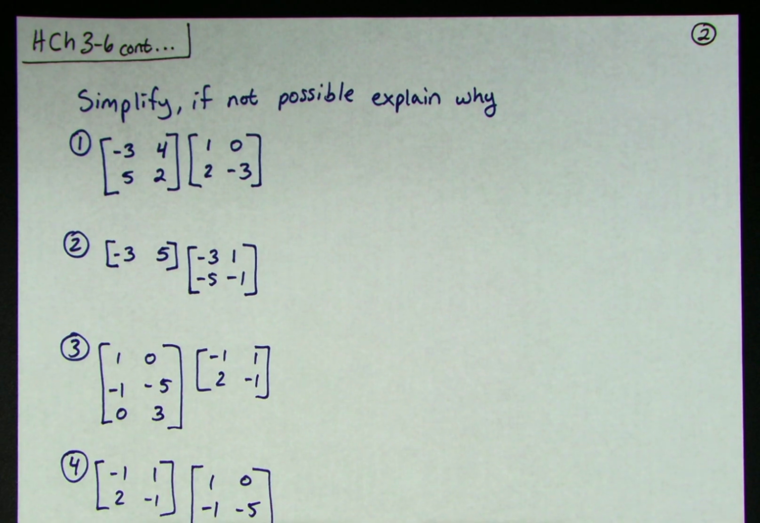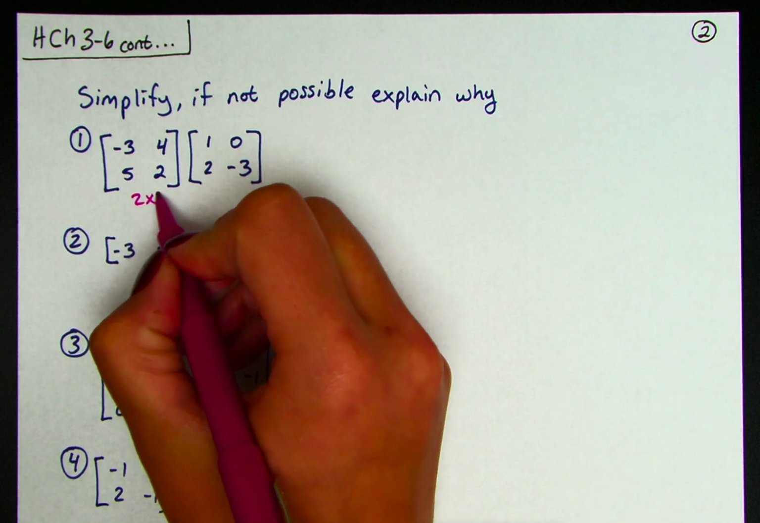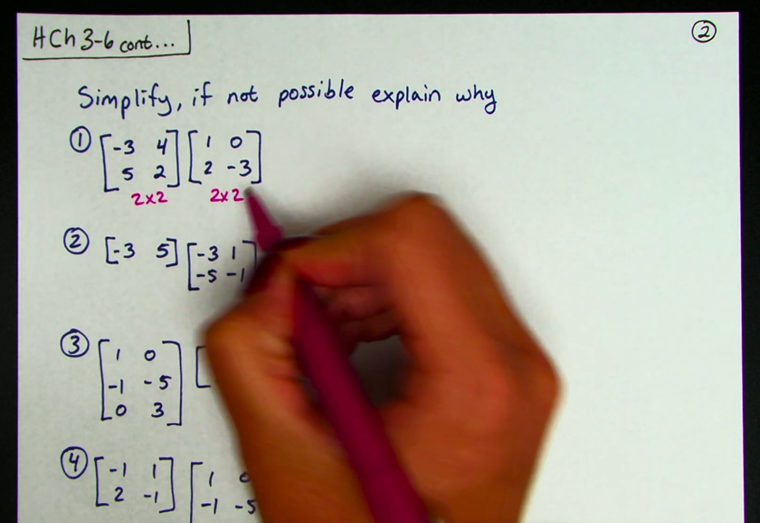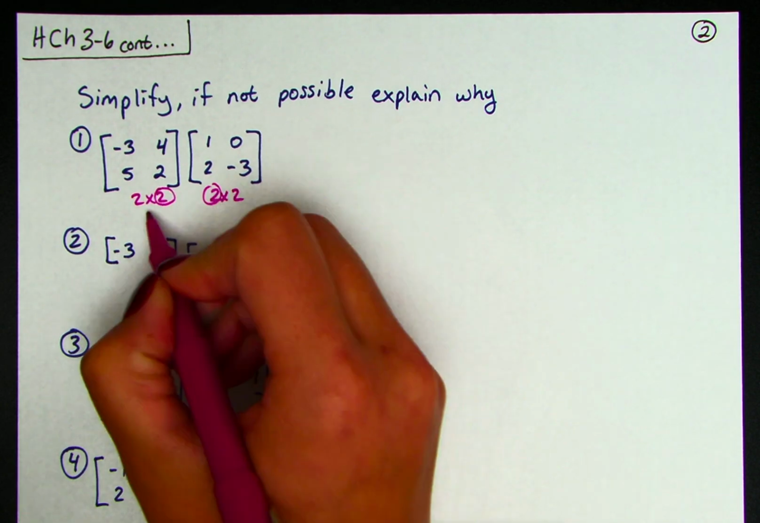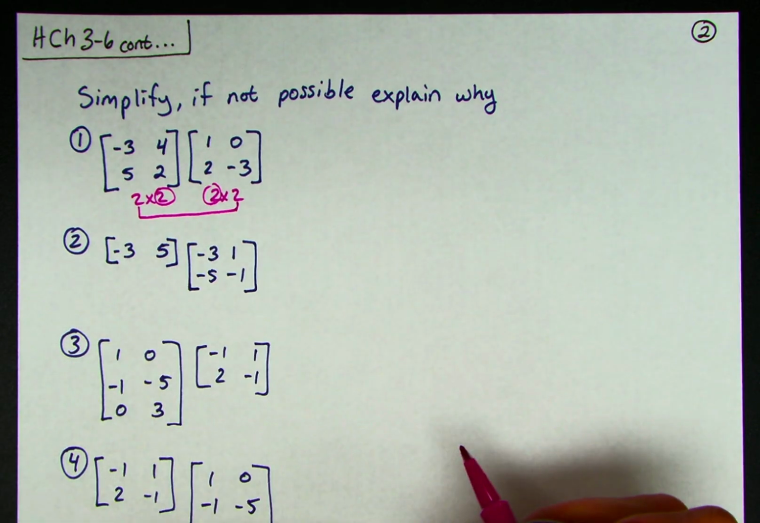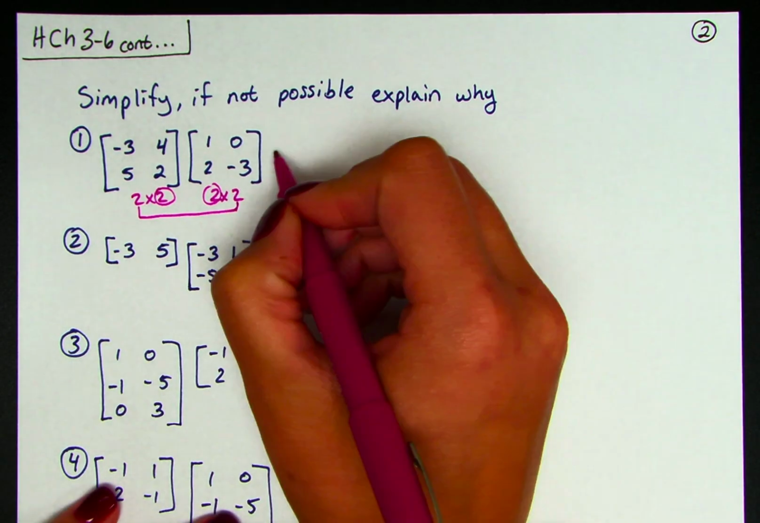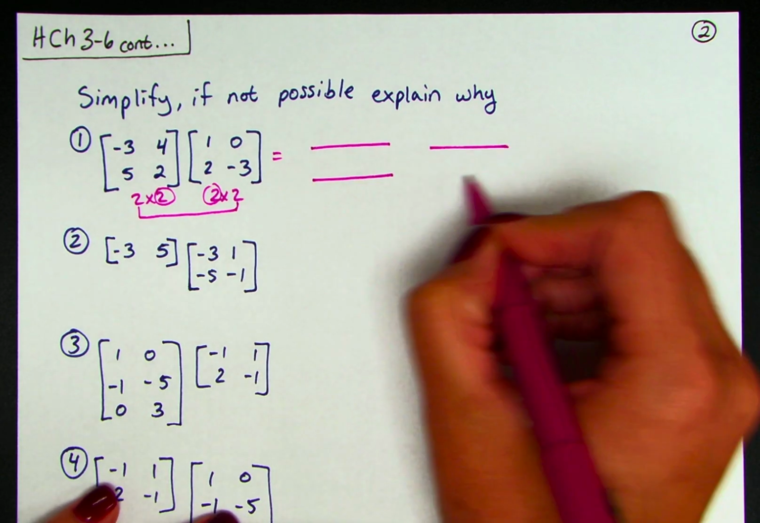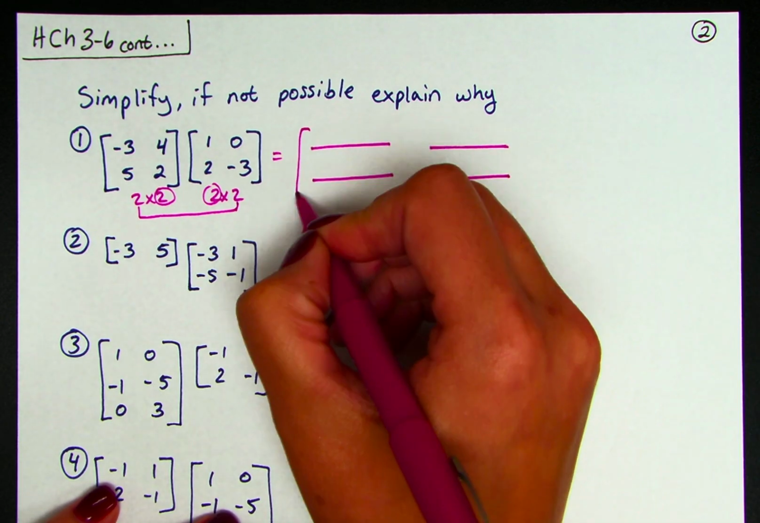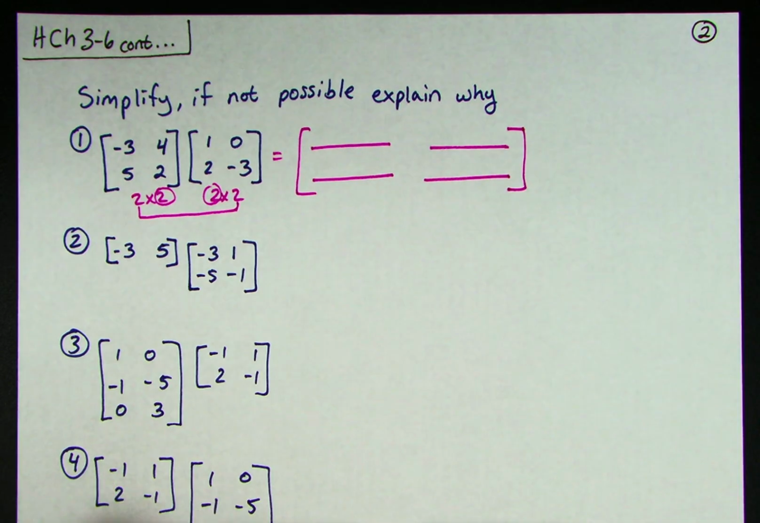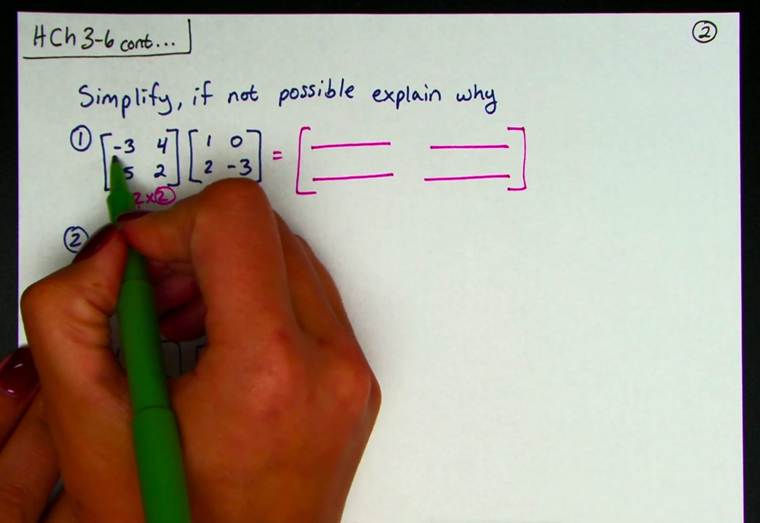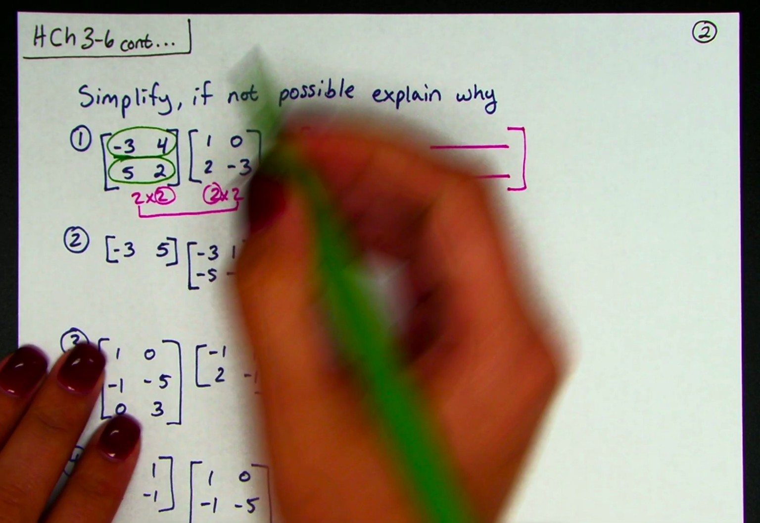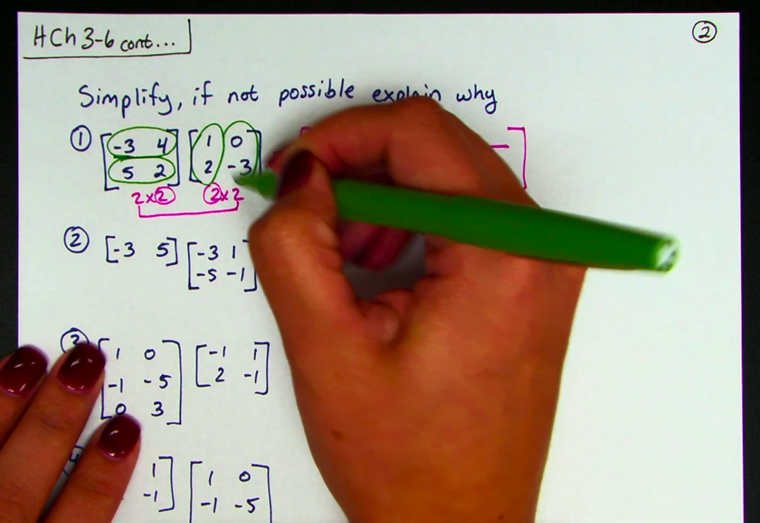All right, so for problem 1, we have a 2 by 2 and a 2 by 2. So inside numbers are the same, so my outside numbers are the new dimensions. So I'm going to have 2 rows and 2 columns. So taking rows of the first matrix, columns of the second.